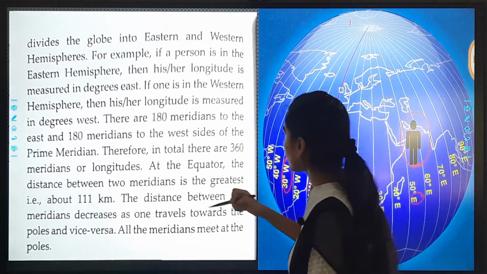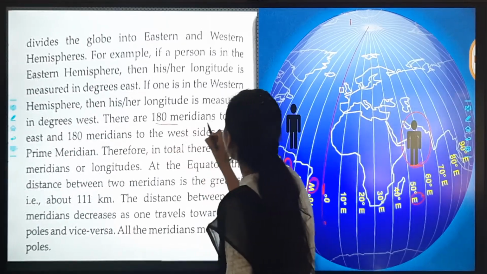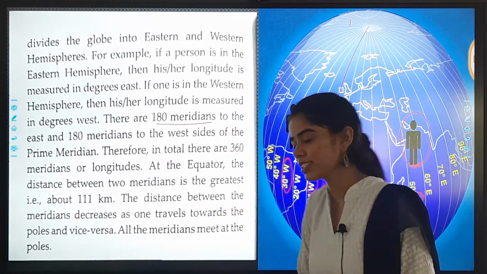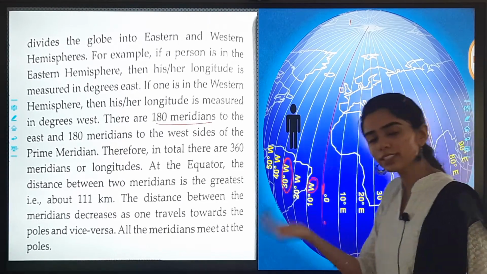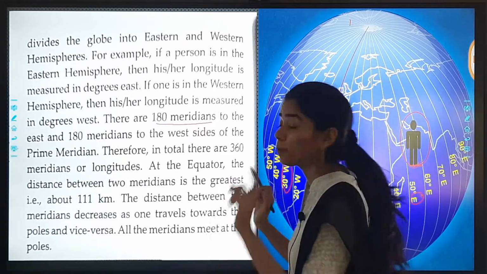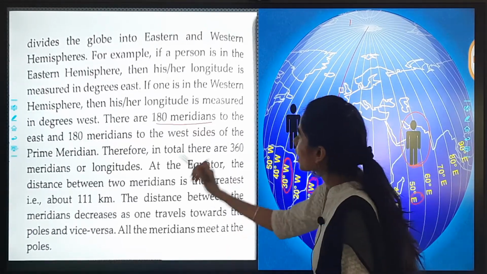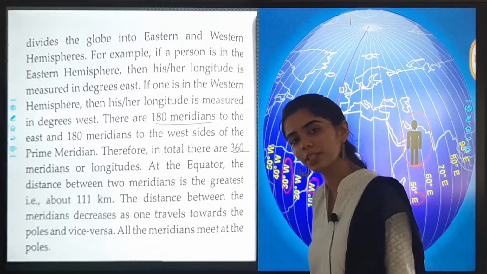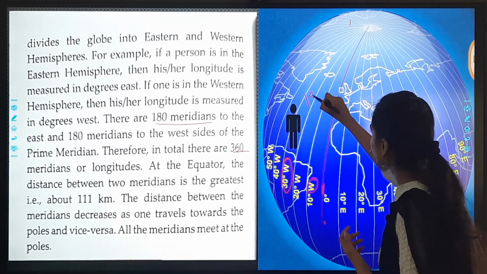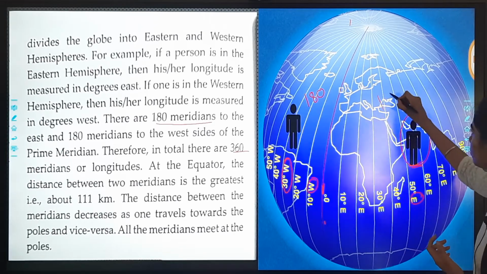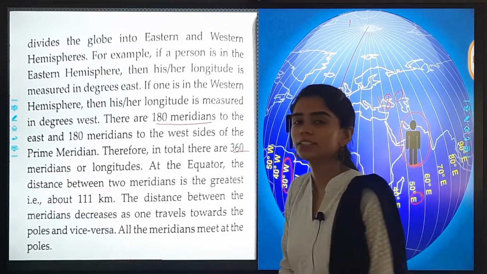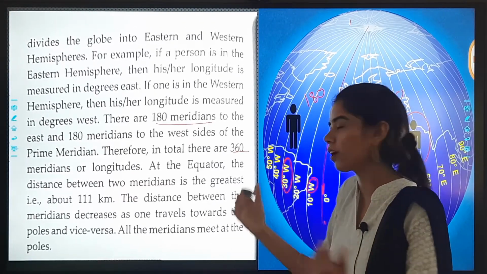Clear? There are 180 meridians to the east and 180 to the west. So both the west as well as the east have 180 degrees, 180 meridians. Therefore, in total there are 360 meridians or longitudes. 180 over here, 180 over here. So our total is 360. So there are a total of 360 meridians or longitudes.